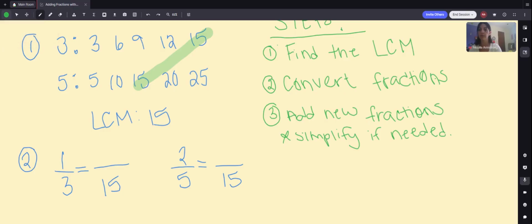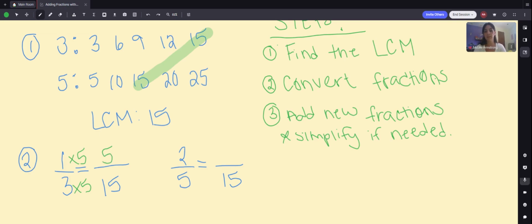Now we think to ourselves, 3 times what factor gives us 15? Well, 3 times 5 equals 15. And to make equivalent fractions, we multiply that same factor to our numerator. So 1 times 5 is 5.